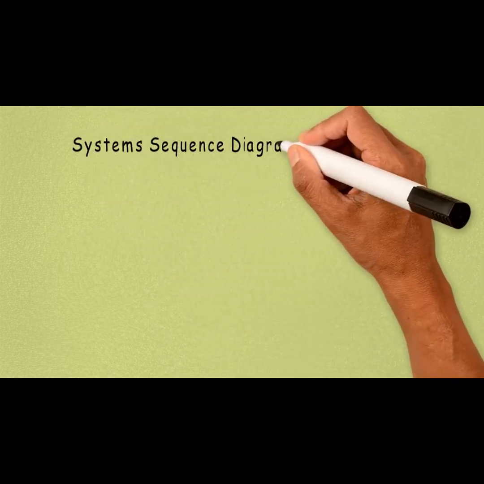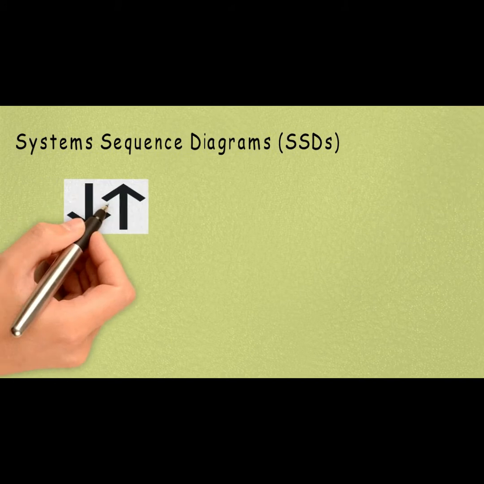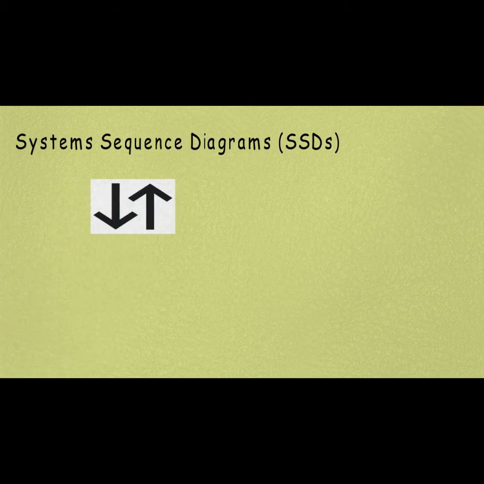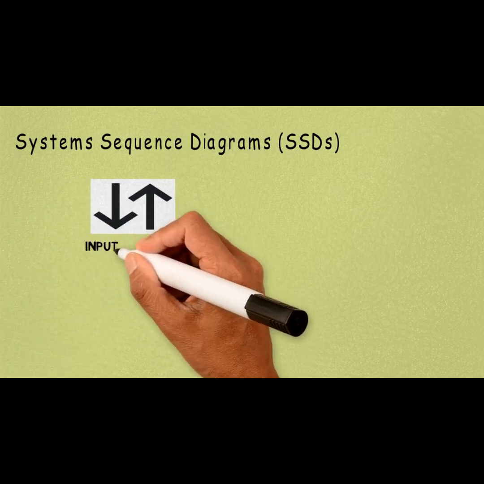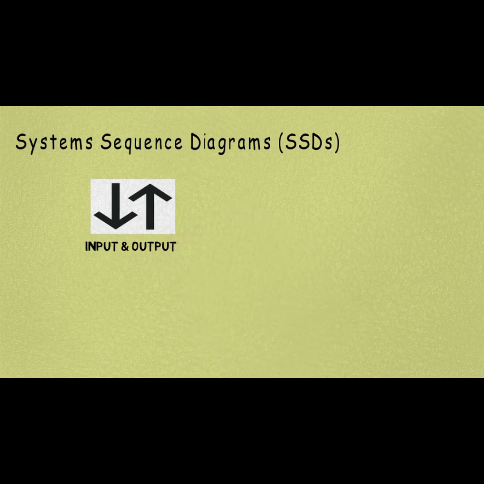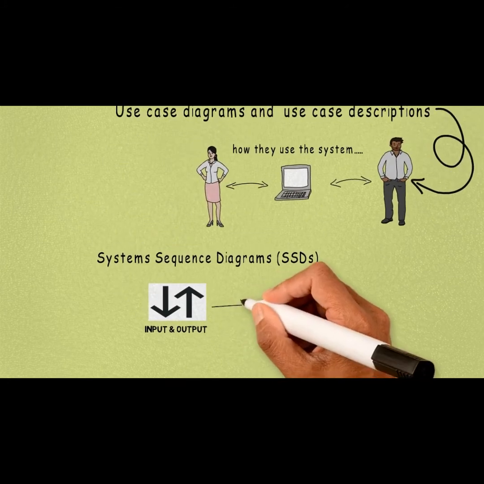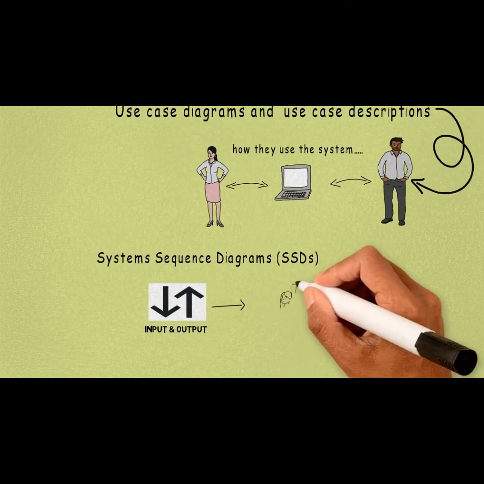Next, we have the system sequence diagram or SSD. It defines the input and output of the sequence and the interaction between the user and the system for the use cases.